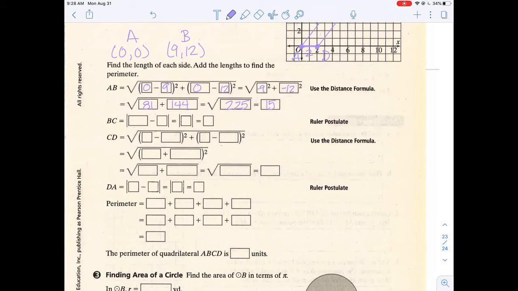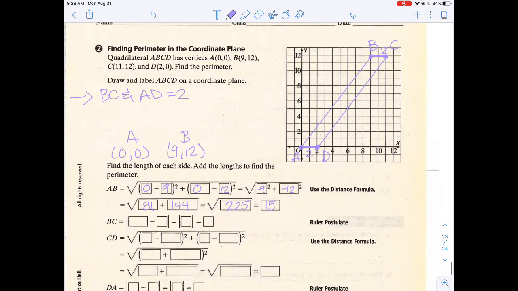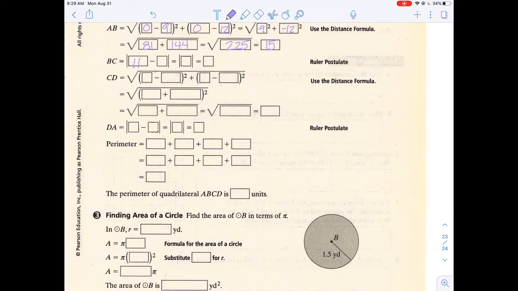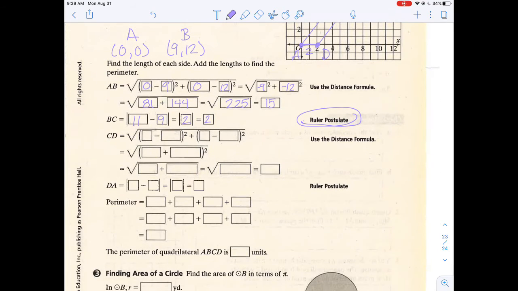These are going to show you how to find side BC and DA, which we already did up here. We just counted, but this is the official way to find it. So we know that from B to C, the y coordinate is the same. They're both 12. So we're just going to say from 11 to 9, 11 minus 9 is 2. Absolute value of 2 is 2. Okay, that's what we found up there. This was using the ruler postulate. Okay, we learned that in the last lesson. All right, let's check CD. C is 11, 12. I'm going to write this down.